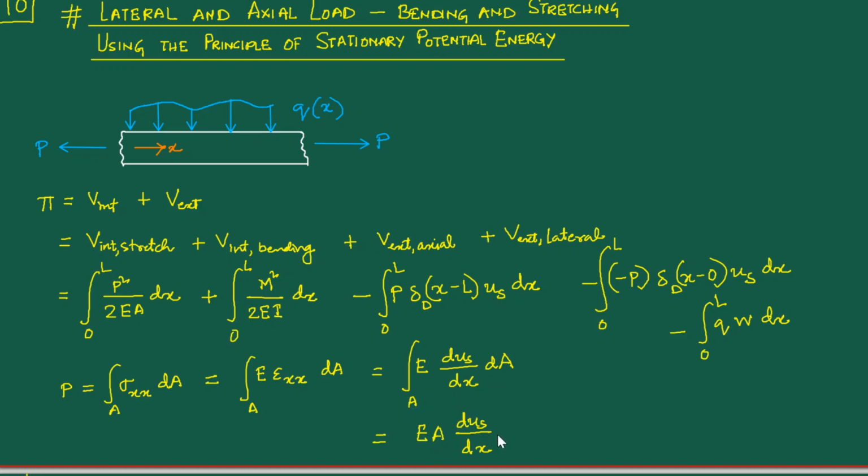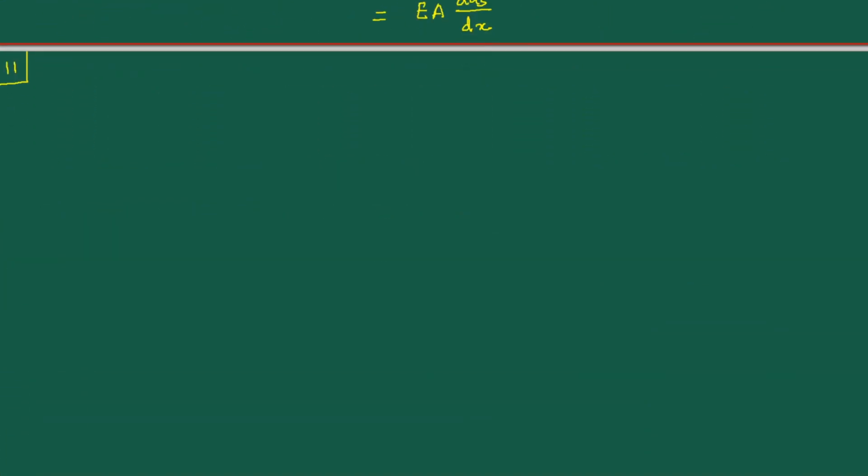All right, so with this we can proceed, and we can write down the expression for delta pi. This is the part where we are going to use the principle of stationary potential energy. So let me just write this down once more, where I substitute the appropriate expressions.